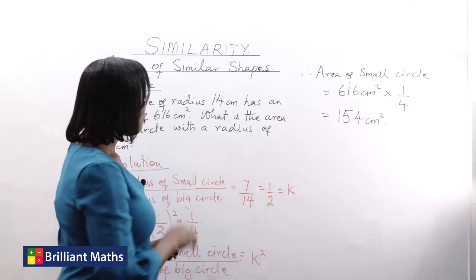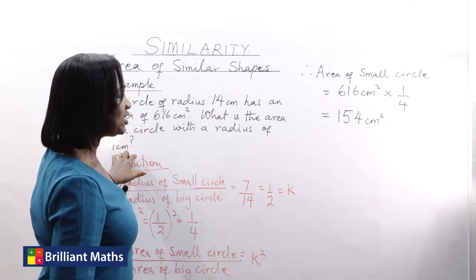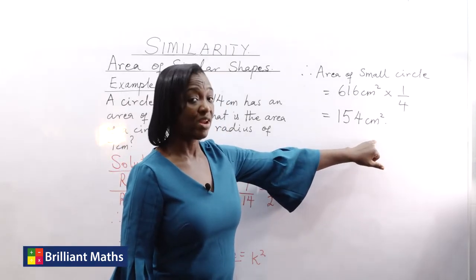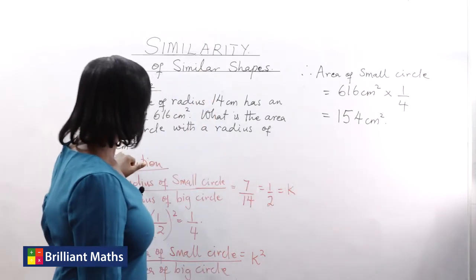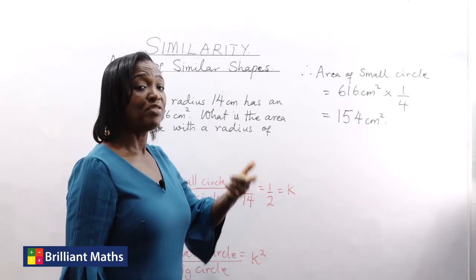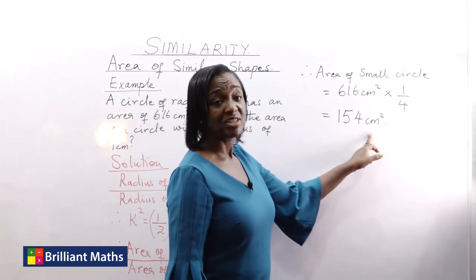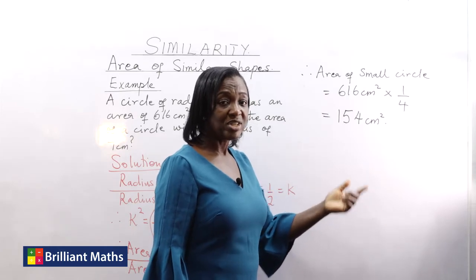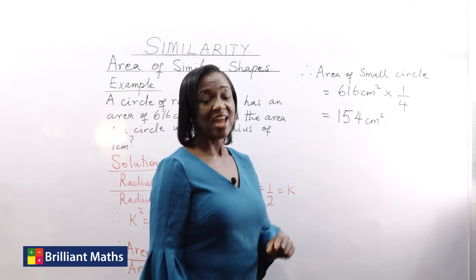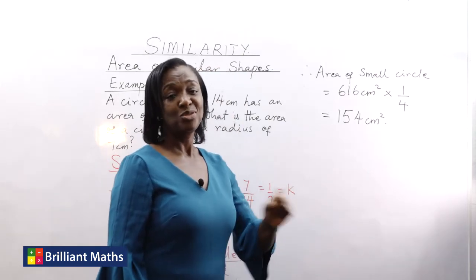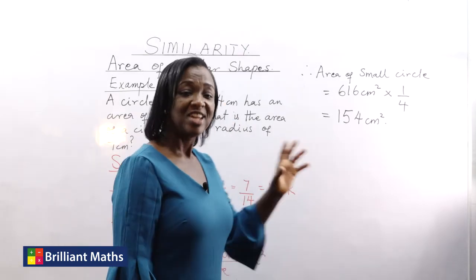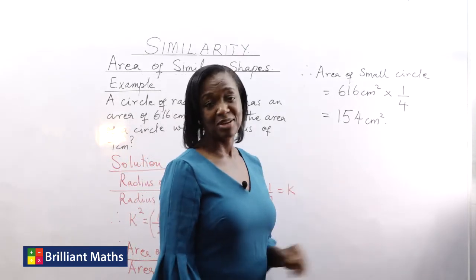Because if the radius of the small circle is 7 centimeters and the area of the small circle is 154 centimeters squared, then you double the radius of the small circle to get 14 centimeters. What happens to the area of the big circle? It is 154 centimeters squared times 4, which is 2 squared. That is where we have our k as 2 and our k squared as 2 squared, which is 4. So the area of the big circle is actually 4 times the area of the smaller circle.